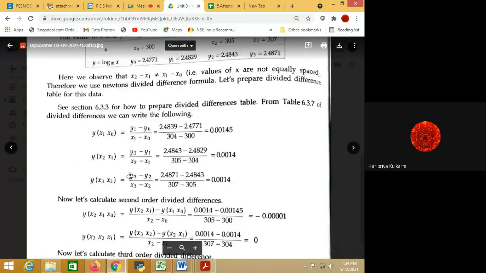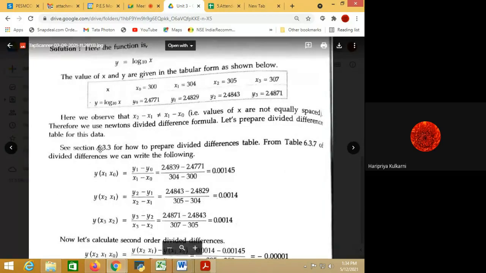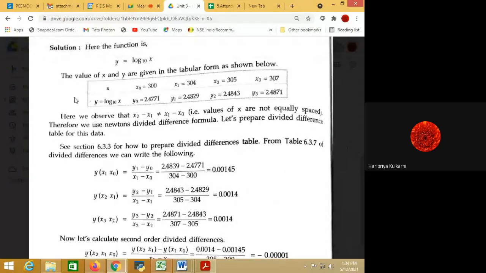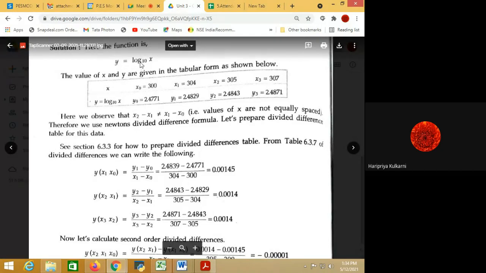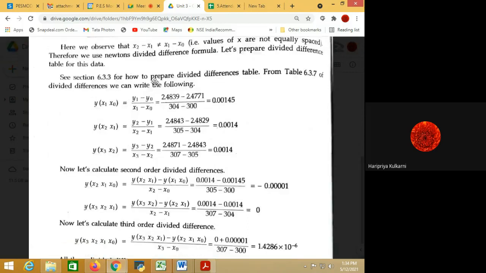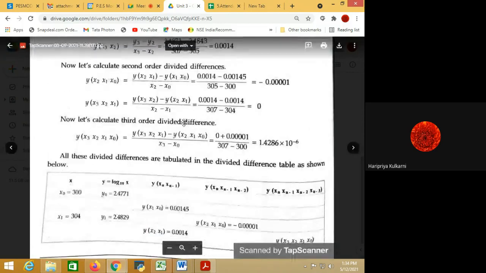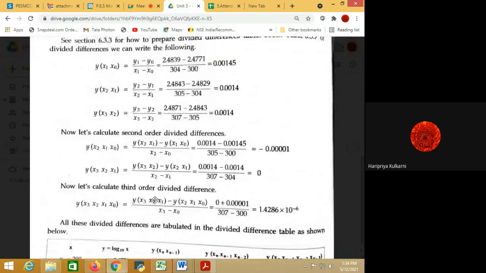Let us see one of the numericals. For example, we have to solve y equal to log of x to the base 10. This is the numerical. We have to interpolate it, and we have to find out its equation with the help of divided difference.